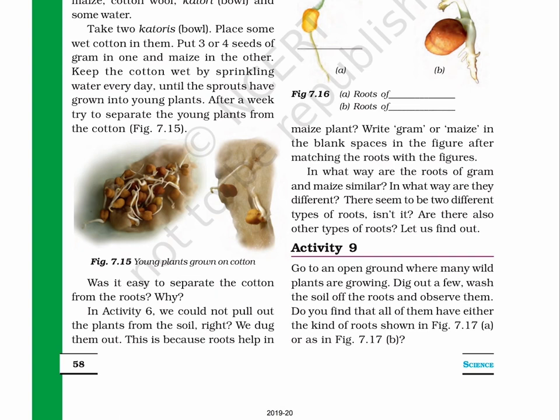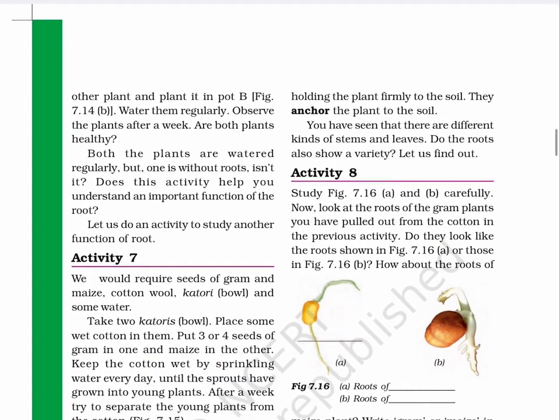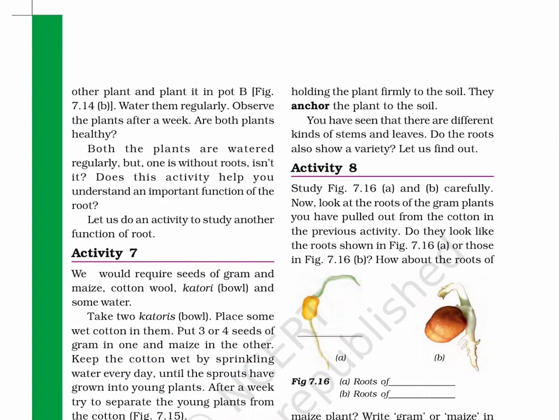Figure 7.15. Was it easy to separate the cotton from the roots? Why? In Activity 6, we could not pull out the plants from the soil, right? We dug them out. This is because roots help in holding the plant firmly to the soil. They anchor the plant to the soil.